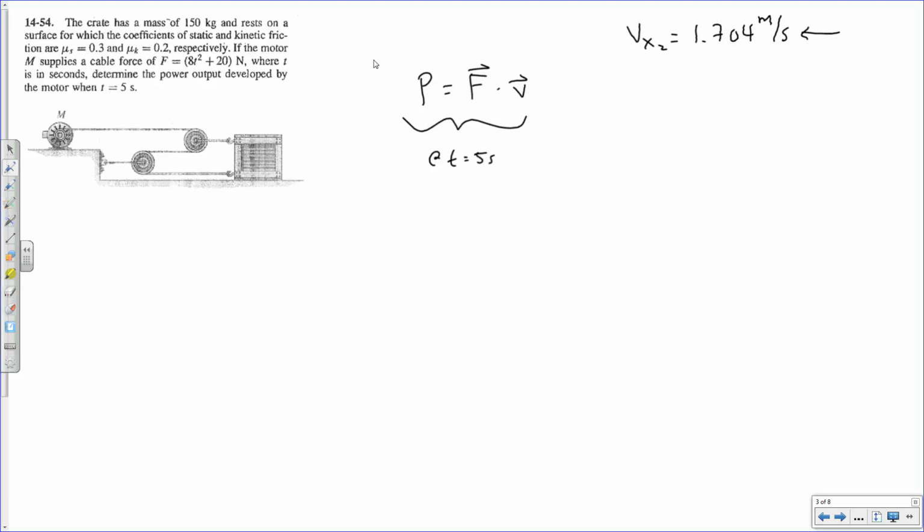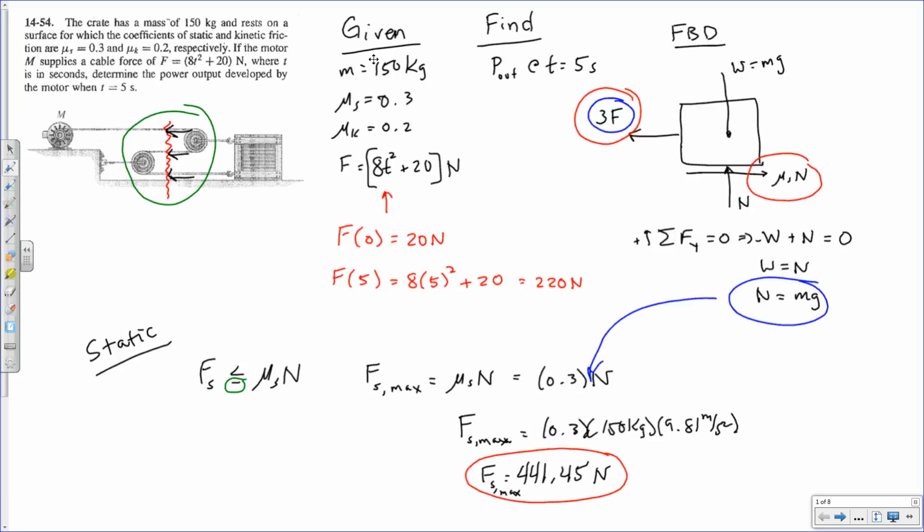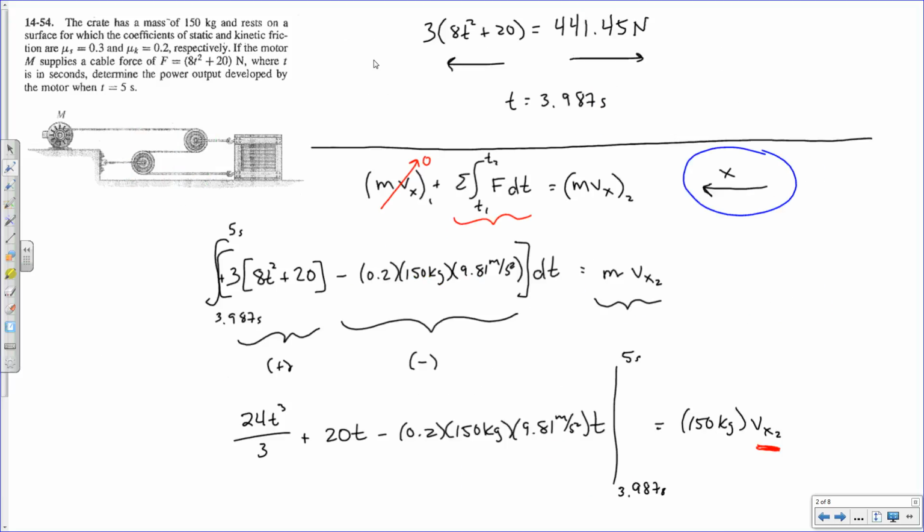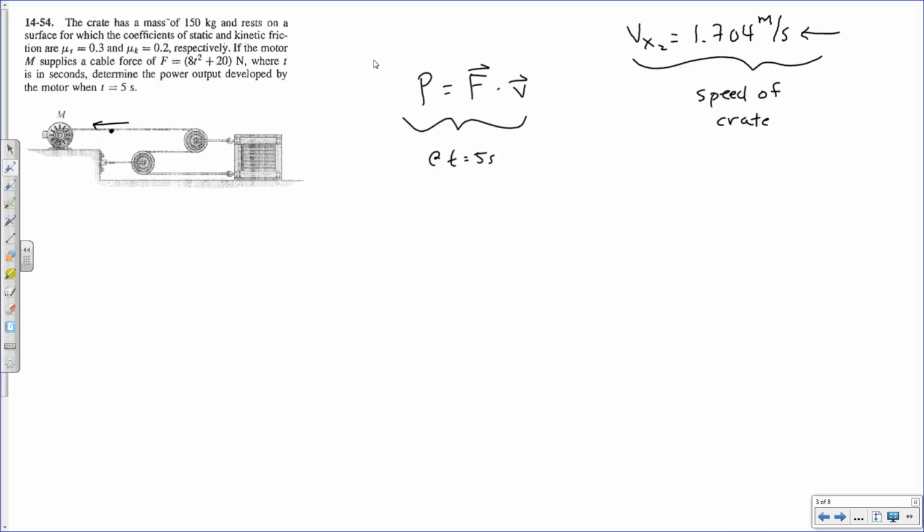And we need to know the speed at which the rope is entering into the motor, the speed at which it's pulling the rope in towards itself. What we solved for here was the speed of the crate, not the speed of the rope. So the last thing we need to determine is the force on the rope itself, the cable itself. We solved for that previously, the force on the rope at 5 seconds. That was one of the first things we did. We said it was 220 newtons. So at 5 seconds, the motor is pulling in the rope at 220 newtons.